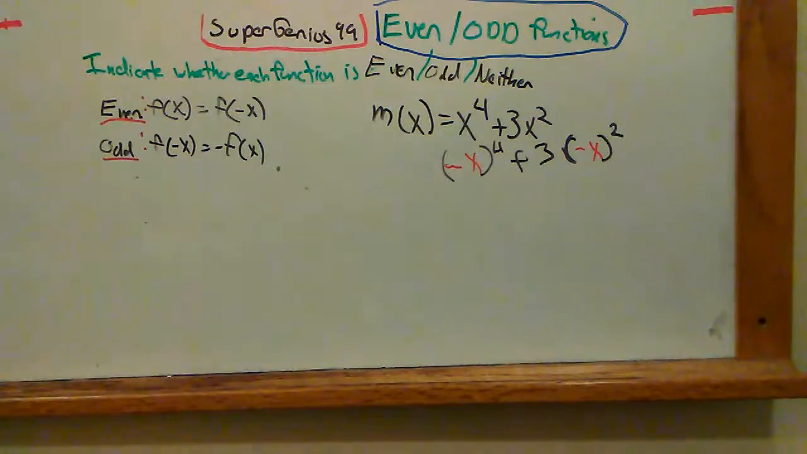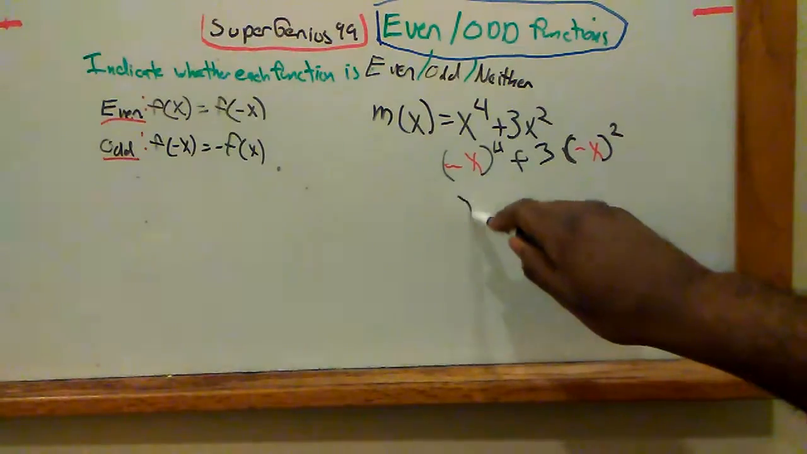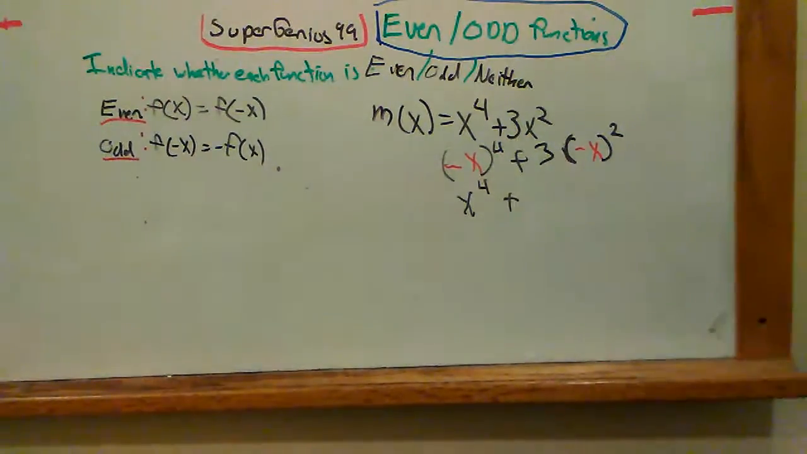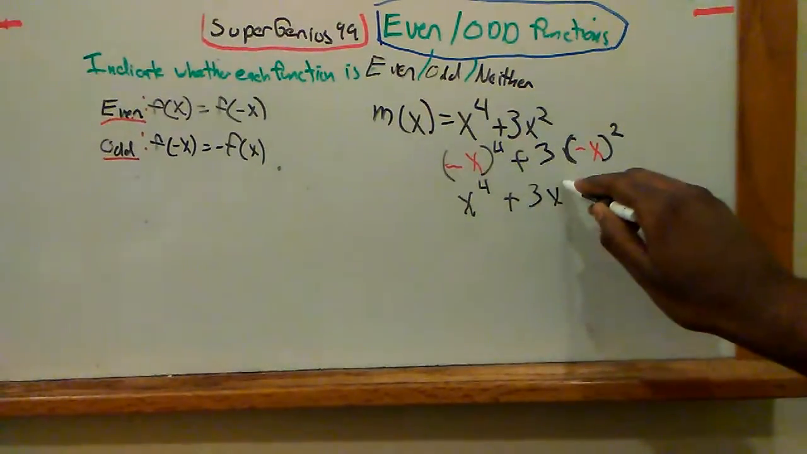Love my handwriting. I know it's beautiful, right? Okay, so negative x to the fourth, what happens when I multiply negative x times negative x times negative x times negative x? What did I get there? x to the fourth. Yeah. And what happens when I square negative x? Negative x times negative x. What's that? 3x squared.